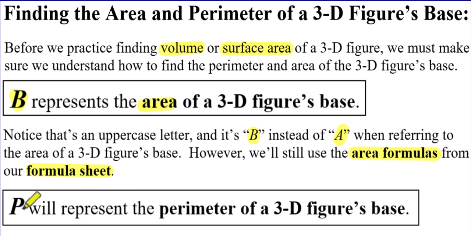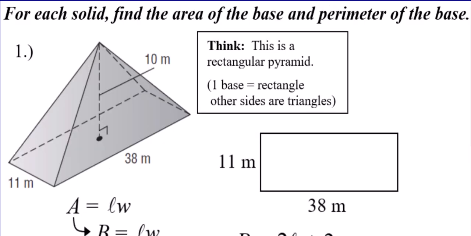Now, uppercase P is going to represent the perimeter of a 3D figure's base. All right, so let's do some examples. The directions say for each solid, find the area of the base and the perimeter of the base. Now, we should probably make sure we know which side is the base before we even try to find the area or the perimeter of it.